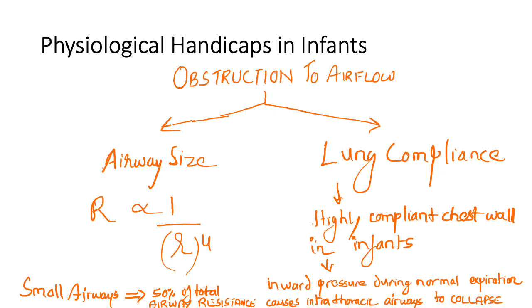So, as I told you earlier, obstruction to airflow depends upon airway size and infant lung compliance, and the resistance to airflow is inversely proportional to the fourth power of the radius. So, any decrease in the radius due to inflammation or edema will lead to an exponential increase in airway resistance. And due to the highly compliant chest wall in infants, during expiration normally also the intrathoracic airways tend to collapse, and this tendency increases during the disease state.